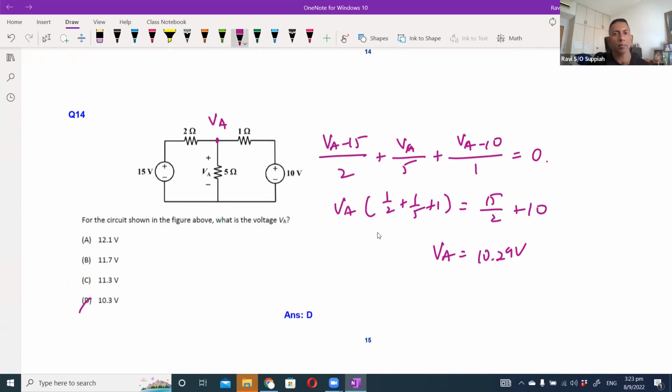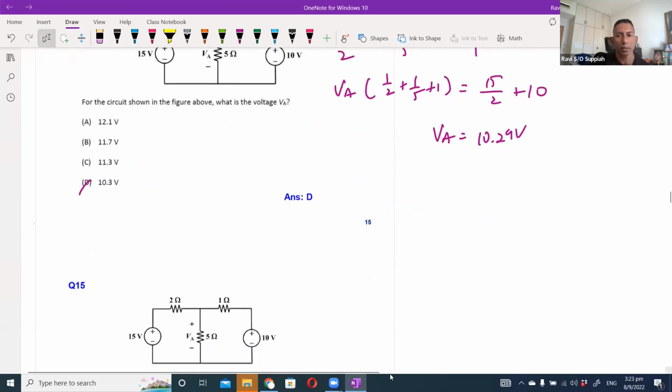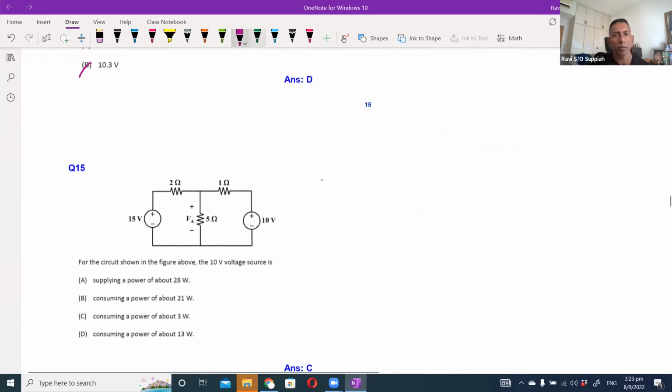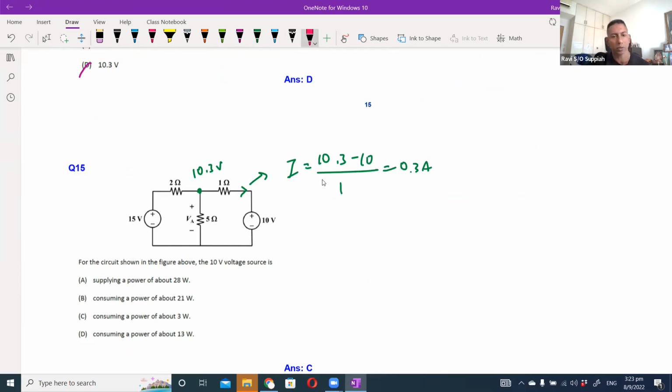So in this case, VA is 10.29 volt, correct? So if this is 10.3 volt, and this is 10 volts, we know the current is flowing in. How much is this current? This current will be (10.3 minus 10) over 1, which is 0.3 ampere. So current is flowing in, so it is consuming power. How much power? It is I times 10, which is 0.3 times 10, which is 3 watt. So the correct answer is C, consuming a power of about 3 watt.